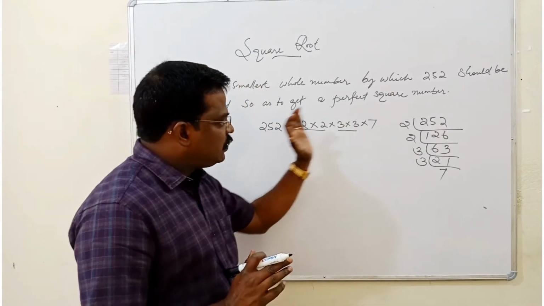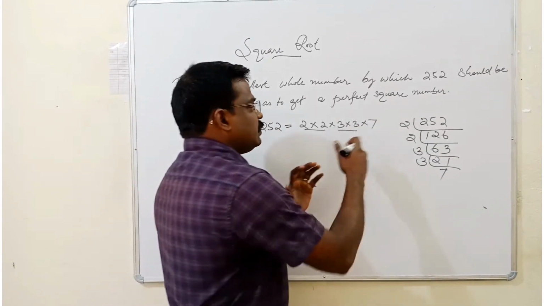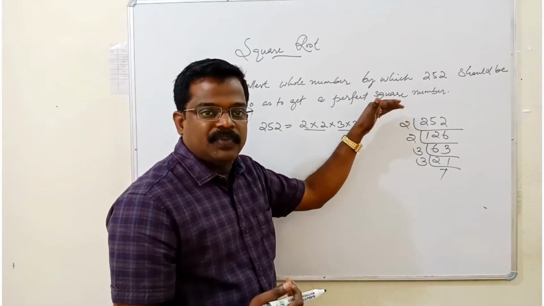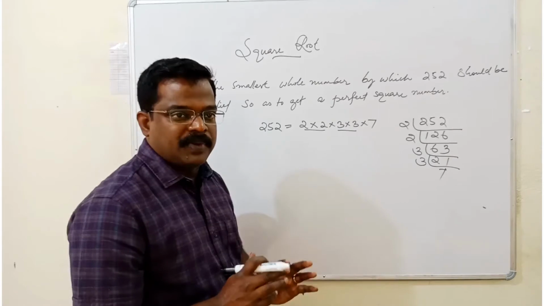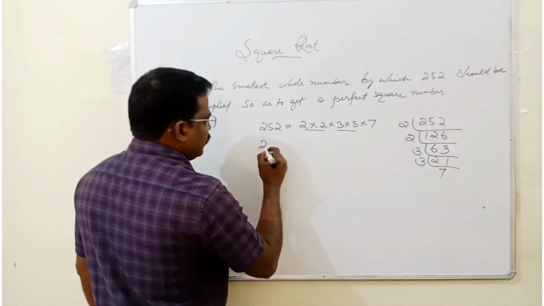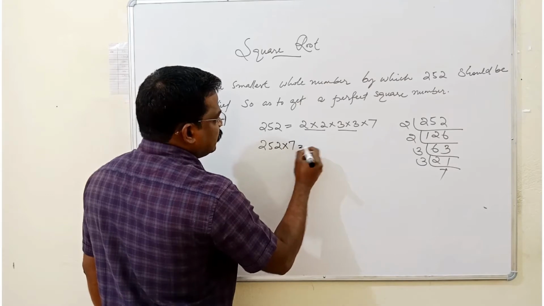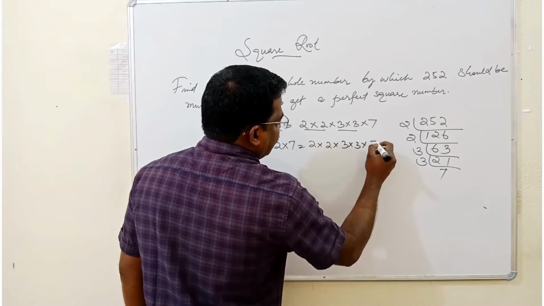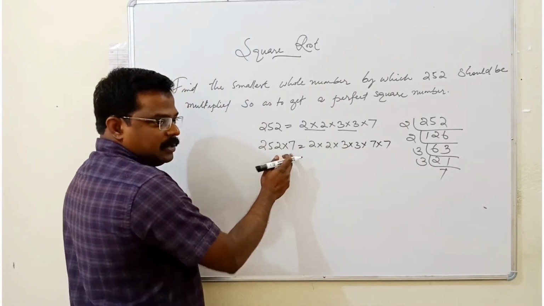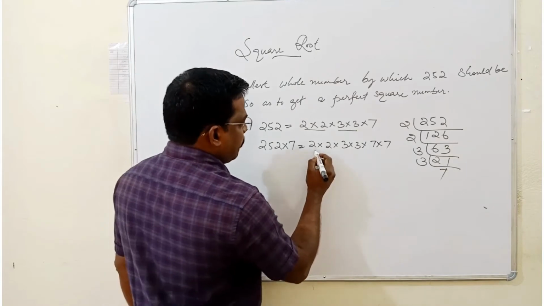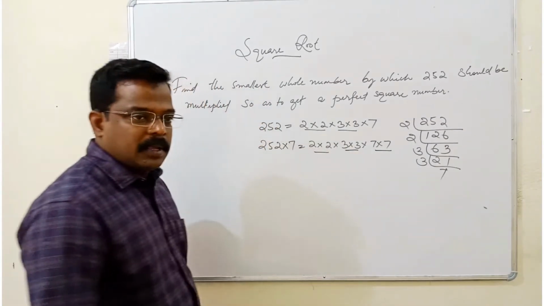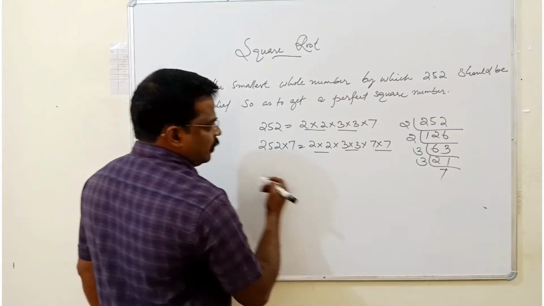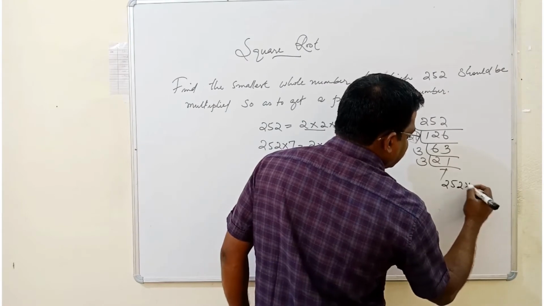So how can we make this into a perfect square? 7 is alone here. If we make a pair for 7, we can say this number is a perfect square. So we are multiplying this 252 by 7. So here also we can put 2 into 2 into 3 into 3 into 7 into 7 because we multiplied by 7. So which number do we multiply to make it a perfect square? Here we multiply 252 into 7.